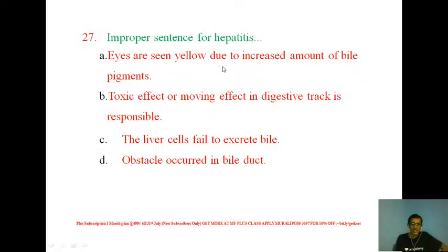So eyes are seen yellow due to increased amount of bile pigment, that is right. Toxic effect or moving effect, that is wrong. The other two are right. Okay, now let us move on to the next question. So 27, B is the answer. The second one is the answer.